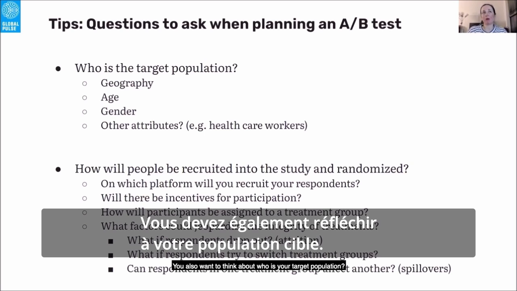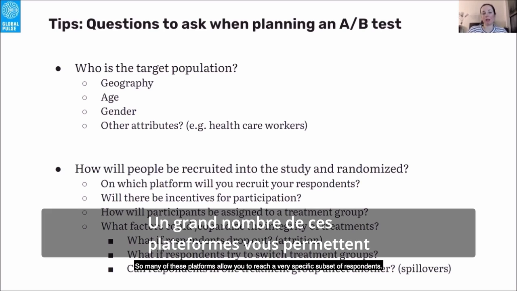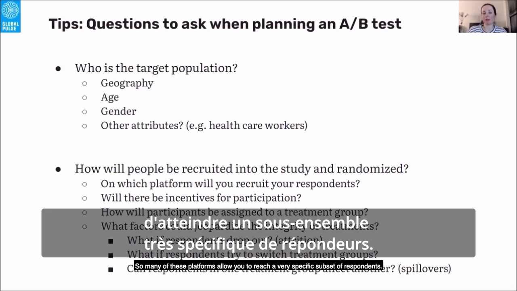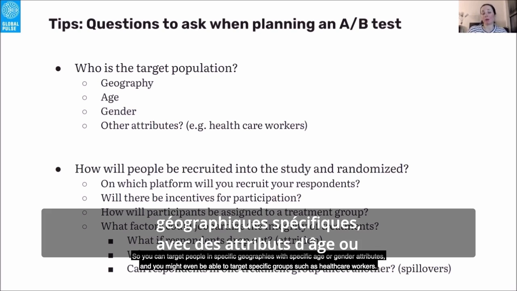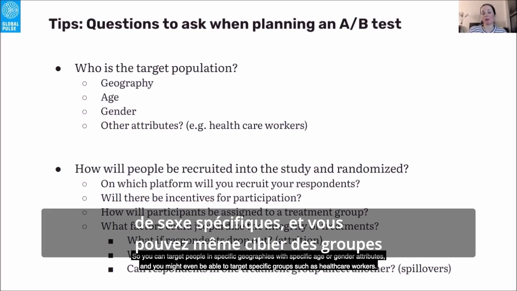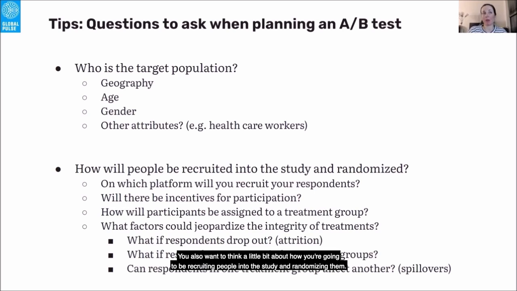You also want to think about who is your target population. Many of these platforms allow you to reach a very specific subset of respondents. So you can target people in specific geographies with specific age or gender attributes, and you might even be able to target specific groups such as healthcare workers.